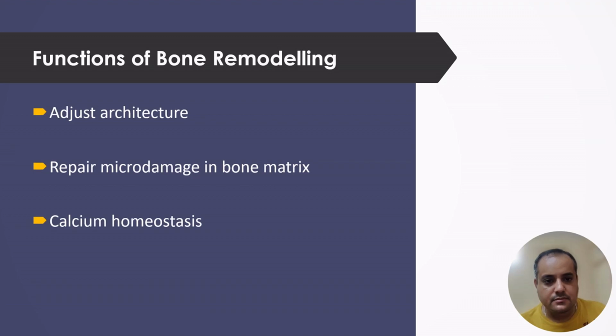Now why do we need the process of remodeling? The first point is that we can adjust the architecture of the bone to the changing needs. The second point is that we can repair any damage that has occurred within the matrix of the bone. And the third point is that this also helps us in maintaining the calcium homeostasis within the body.